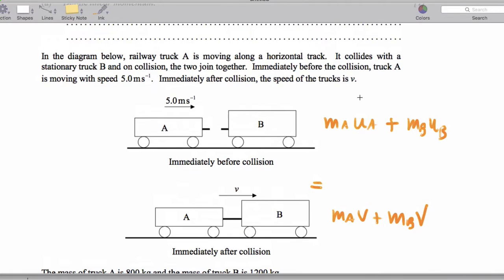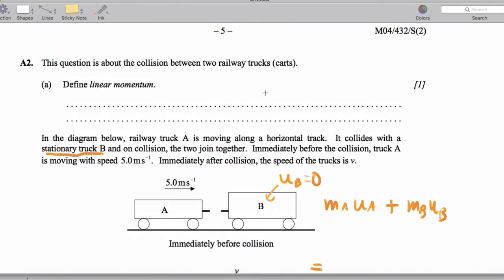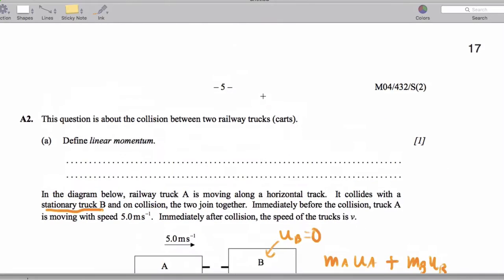Whenever I see this, I wonder, is B not moving just because I see a speed written here and not one here? So what I'm going to do is go here and try to skim through the problem. Stationary truck B, there you go. Nice. So, do they give any kind of masses? Let me hunt around for that. Oh, so that's later on.